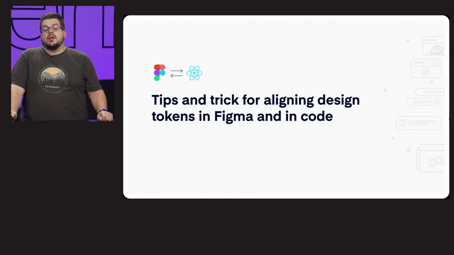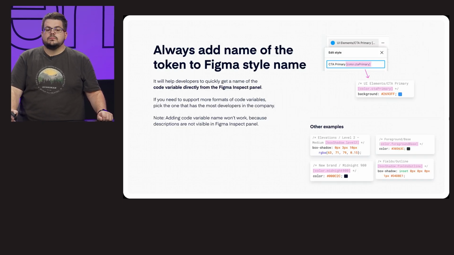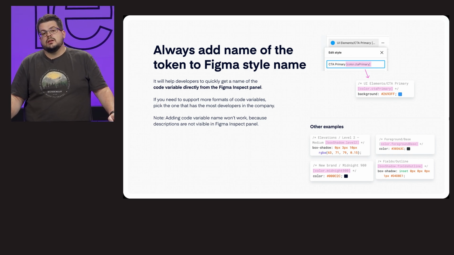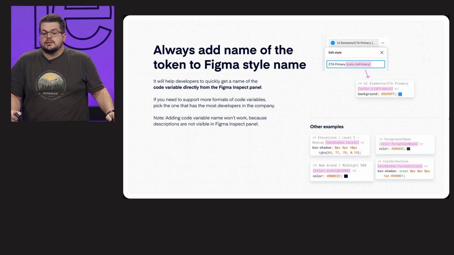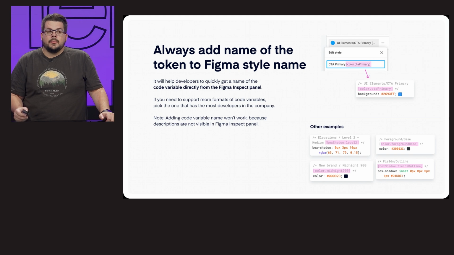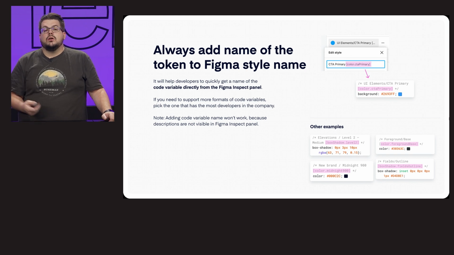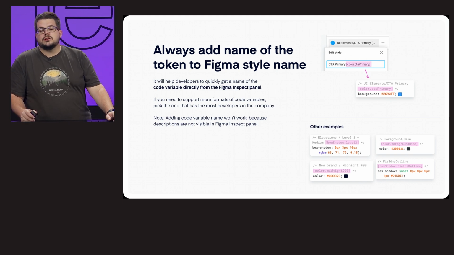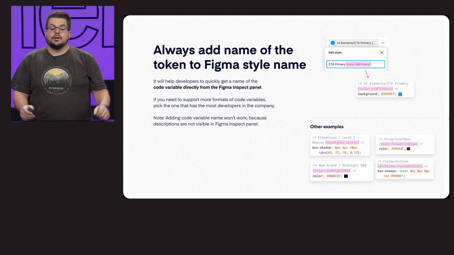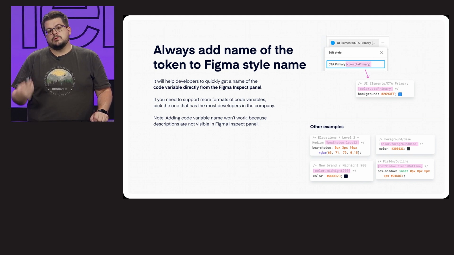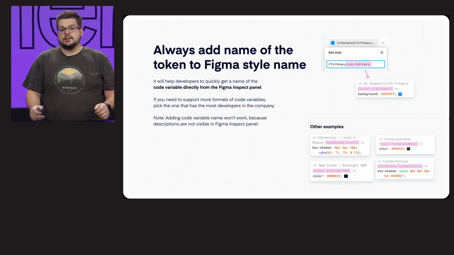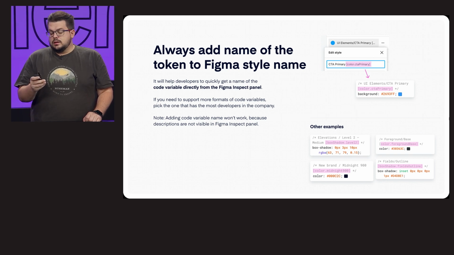So what are some tips and tricks for aligning design tokens in Figma and in code? What we do is that we always add the name of the token to the Figma style name at the end, and we enclose it in square brackets. This ensures that every time a developer selects a color from any component, it will show also the token name, the variable name from code, so they don't need to search for the hex code in some list of tokens and so on. We do this for colors, we do this for text styles, for effect styles, and it shows basically everywhere.